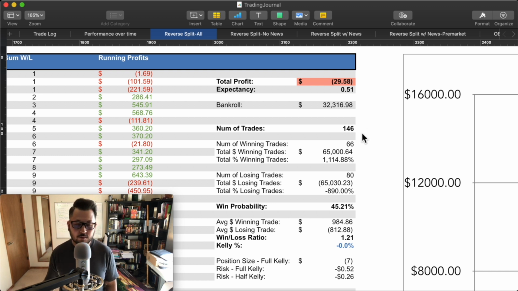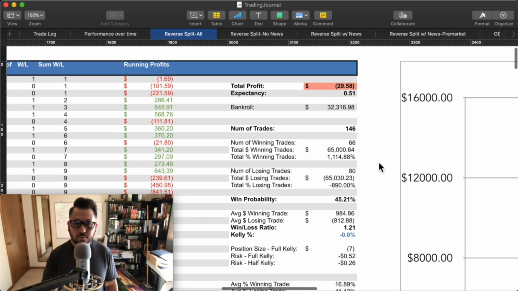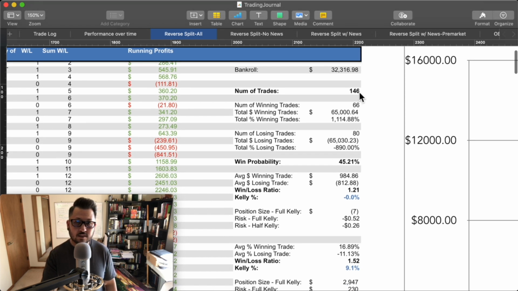Like I say, until then I'm just collecting the data, and I don't really have a clear idea of whether or not I have an edge. Now here at 146 trades, that is enough to tell me whether or not I do have an edge on this setup. Win probability, so that's just based on the number of wins compared to the number of losses. So in this case, I've only got a 45% win rate.